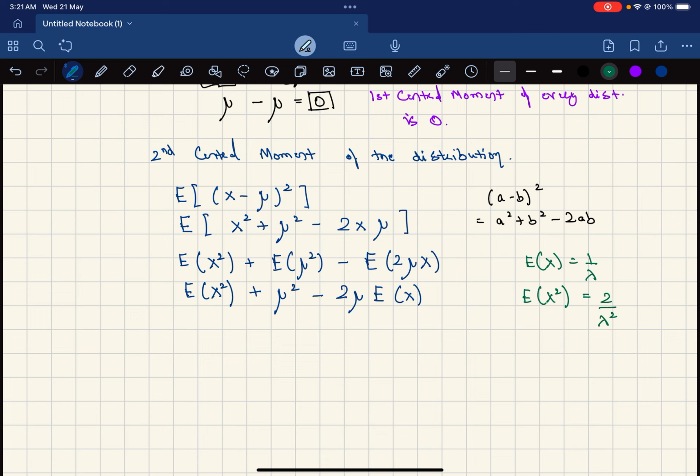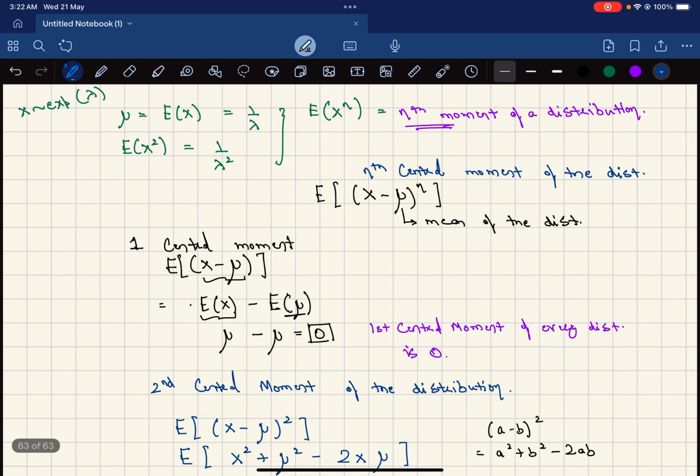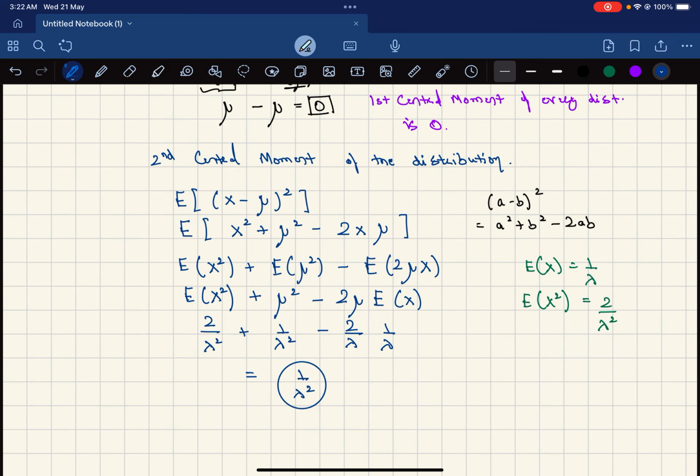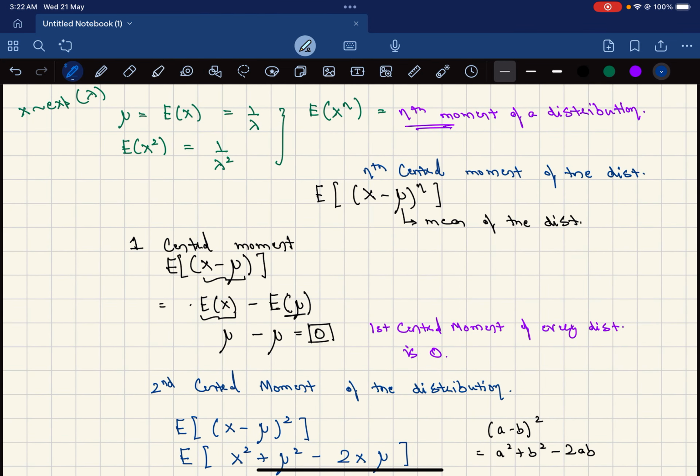Now putting these values, we get 2 upon lambda square plus 1 upon lambda square, because mu is 1 upon lambda, minus 2 upon lambda into 1 upon lambda. And 2 upon lambda square and 2 upon lambda square cancel out here and we are left with 1 upon lambda square as the required value. So this is how we calculate the nth moments and nth central moments of any distribution. The only difference between nth moment and nth central moment is that we calculate the central moments about the mean of the distribution.